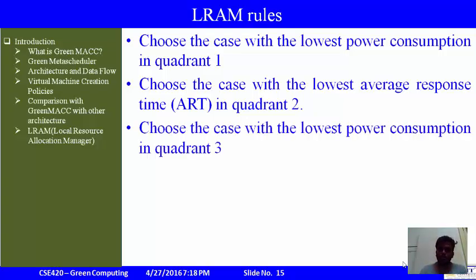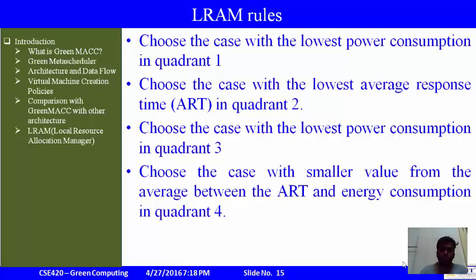The third rule, choose the case with the lowest power consumption in quadrant 3. The fourth rule states that choose the case with smaller value from the average between ART and energy consumption in quadrant 4.